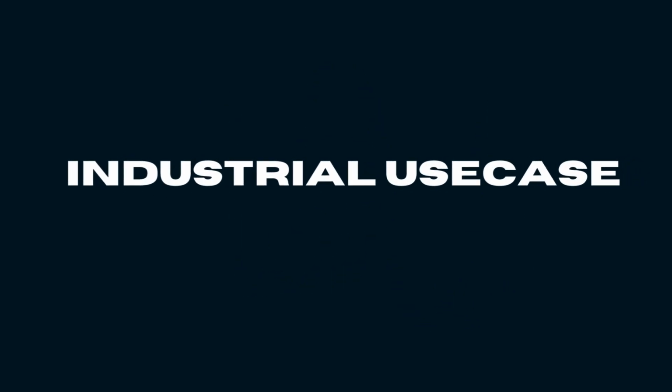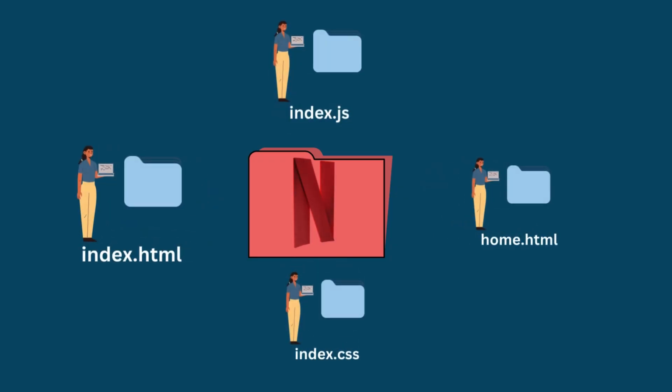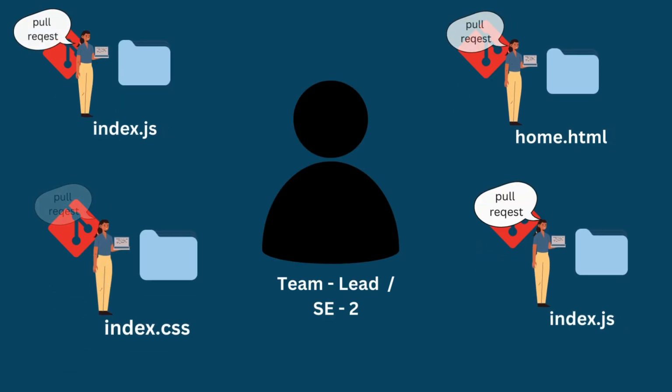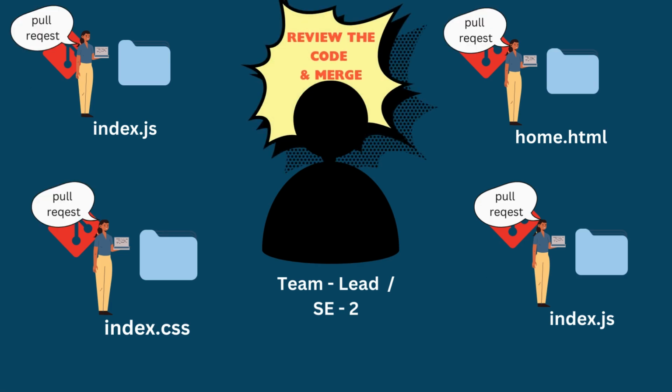Industrial use case. Suppose all the developers at Netflix are working on different functionalities. All the tasks are worked on in individual Git repositories to accomplish the task, and then a pull request is made by the individual teammates to the team lead or SC2. SC2 will review the source code and merge the file with the main branch.